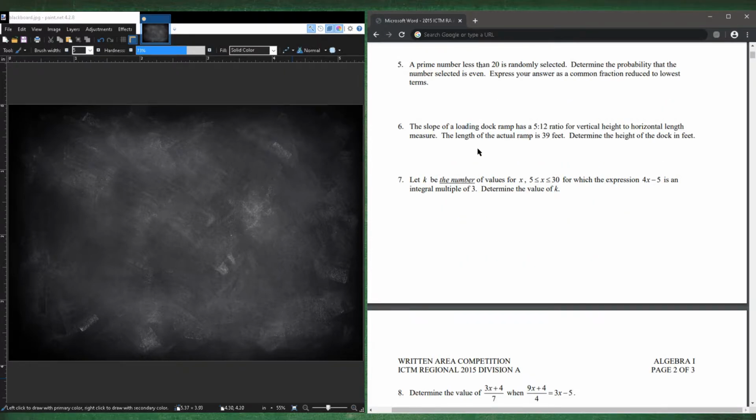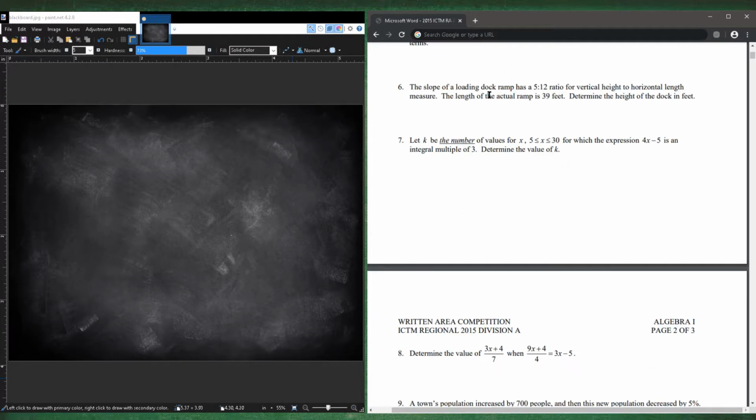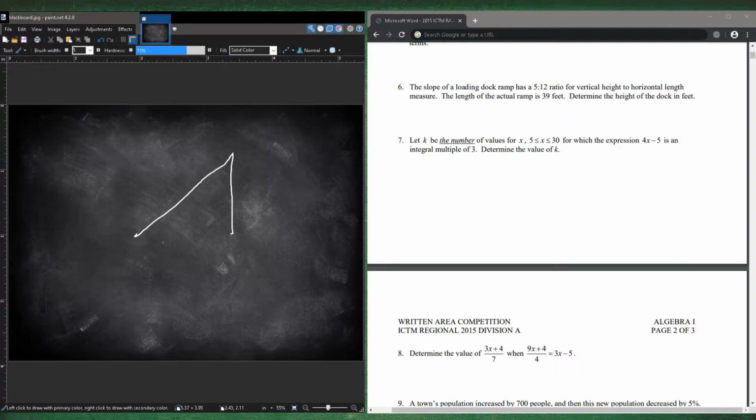Number 6, the slope of a loading dock ramp is 5 to 12 ratio for vertical height to horizontal length. So we have a ramp. The slope is 5x to 12x, right? Because I'm scaling, so the slope is 5 over 12 ratio from height to length. So the length of the actual ramp is 39. Okay, so determine the height of the dock.